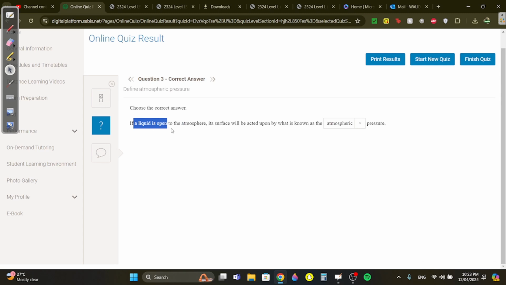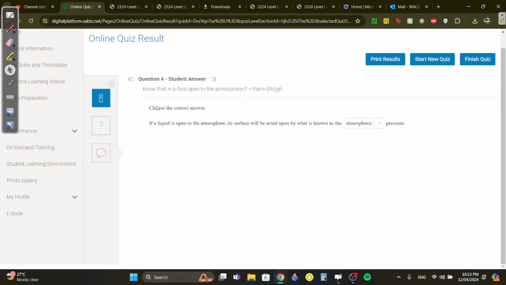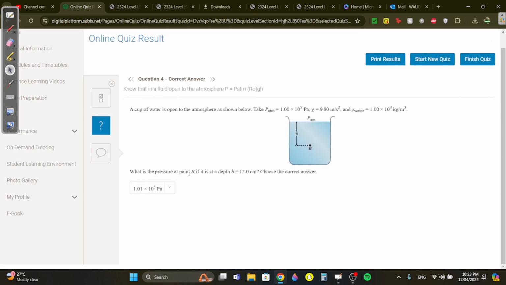If a liquid is open to the atmosphere, then of course there's atmospheric pressure. It's basic. Anyway, question 4: what's the pressure at point B? Pay attention, they're saying open to the atmosphere, yeah?